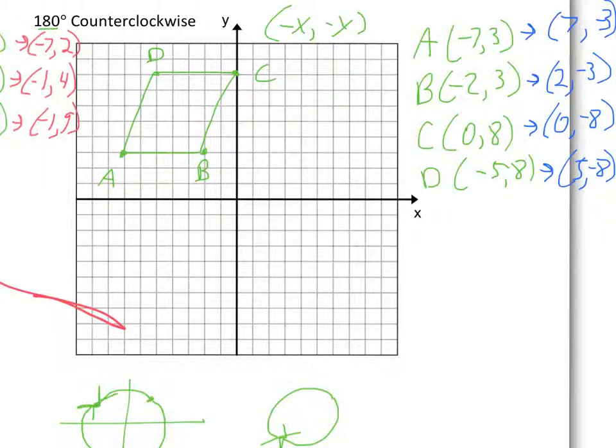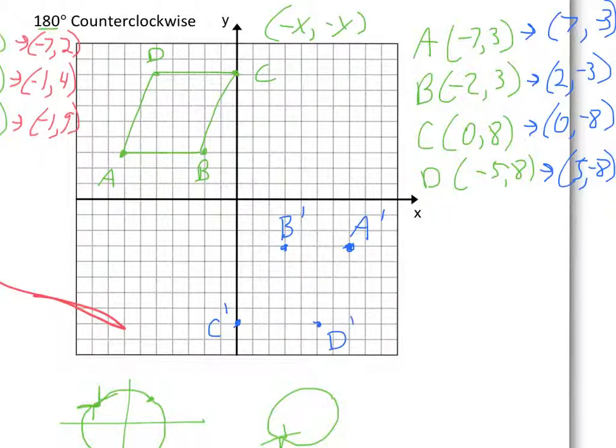So we graph these new points. 7, -3. And we need to remember to label them according to what their new position is. 2, -3. 0, -8. And 5, -8.